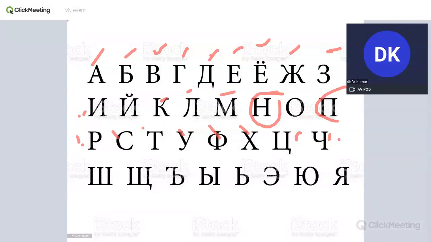Then the letter. This letter is called Ch, like in the word church in English. Ch, ch, ch. The sounding of this letter is ch. Right. The next one almost looks like a W.